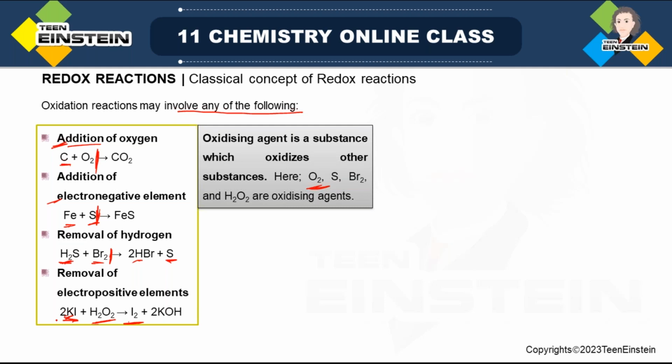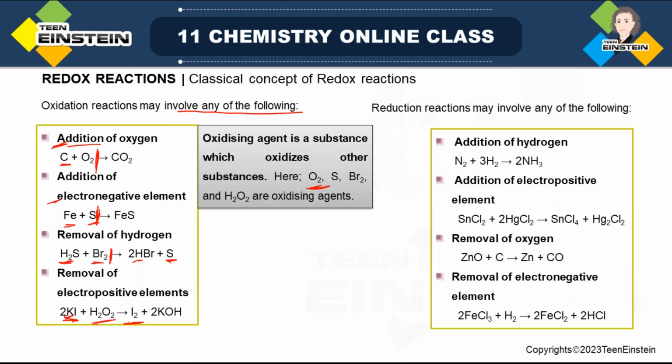Now we will see the different ways by which we can define reduction reactions. Reduction reactions also may involve any of the following processes. Here we have seen addition of oxygen, but now just look at the right hand side. It is basically addition of hydrogen, as if the reverse of this. So with nitrogen, hydrogen is added, and we get ammonia. This is an example under this category. Then addition of any electropositive element. Here we had addition of an electronegative element, now we are saying addition of any electropositive element.